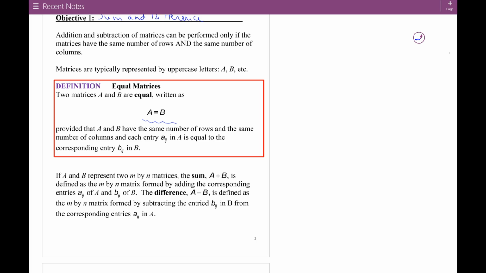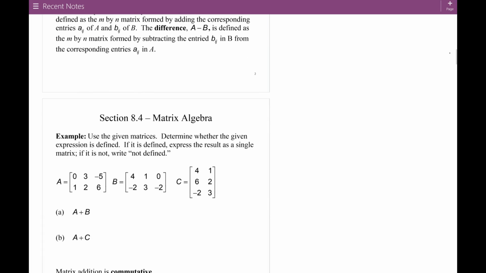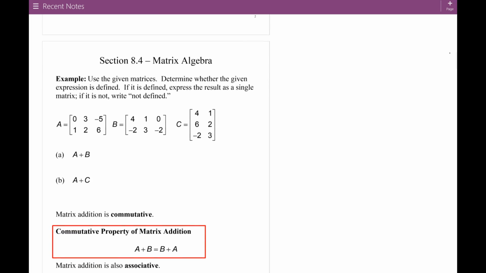If they're the same size, then we can add the elements, or we can also do subtraction by doing the difference of the elements. So in this example, A plus B we can easily do because we have 0 and 4, so that's 4. 3 and 1, so that's a 4. Negative 5 and 0, so that's a negative 5. Then we have 1 and negative 2, so that's negative 1. 2 and 3, that's 5. And then 6 and negative 2, so that's 4. So this matrix is the sum of matrix A and matrix B.